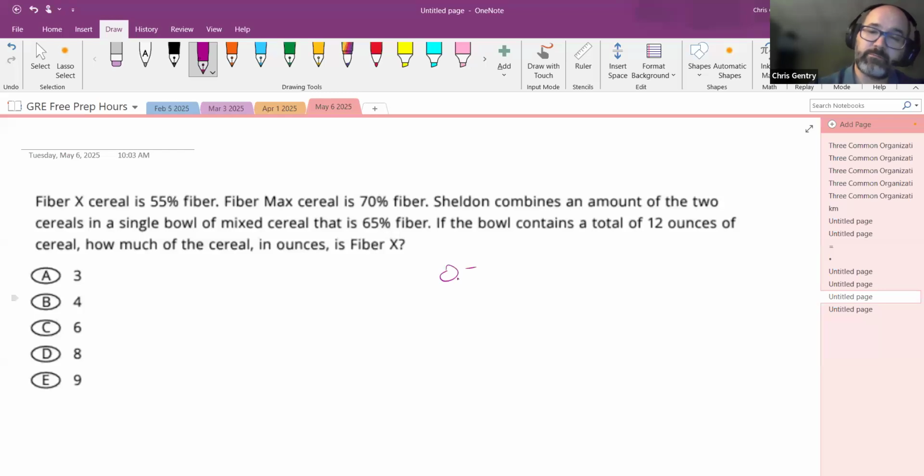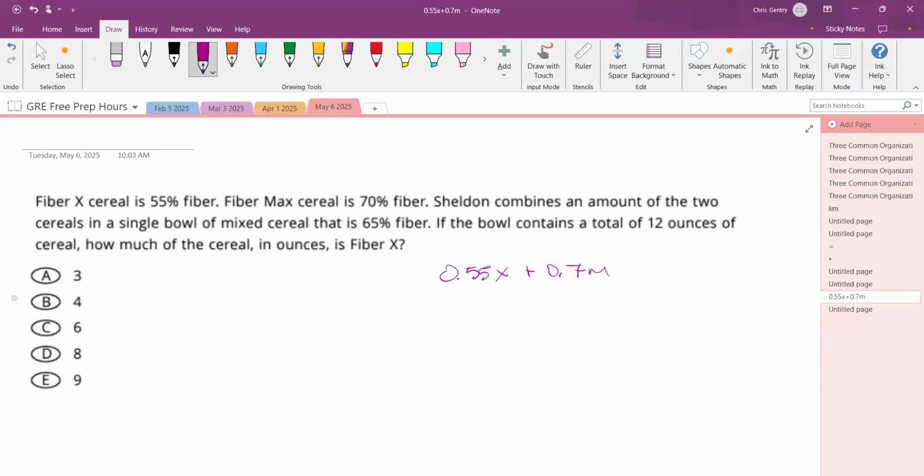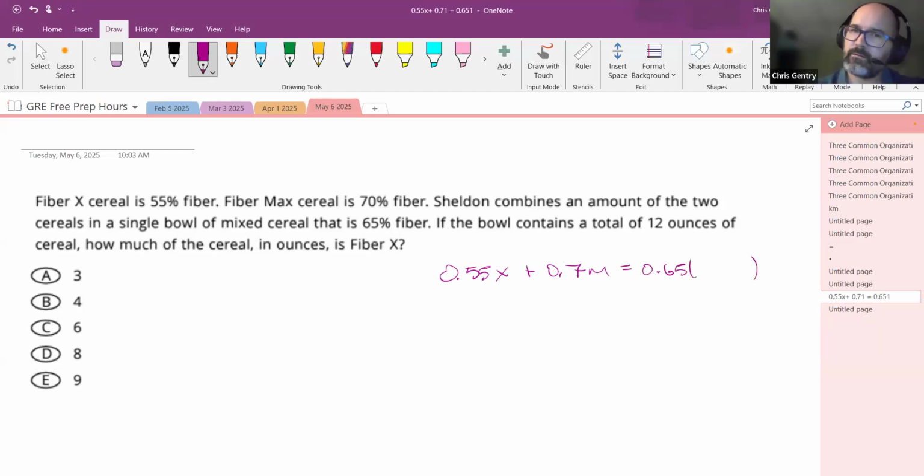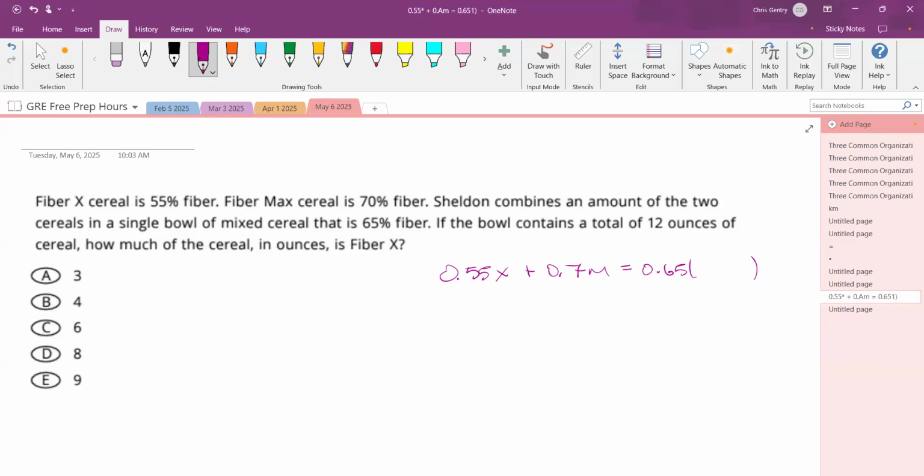So if you go the equation route, you're almost there. 0.55x plus 0.7, you said m, like m for max, and that equals 0.65 what? Percentages never exist in isolation. It's 55% of x. It's 70% of max. But it's 65% of what? Oh, of x plus m. There you go.